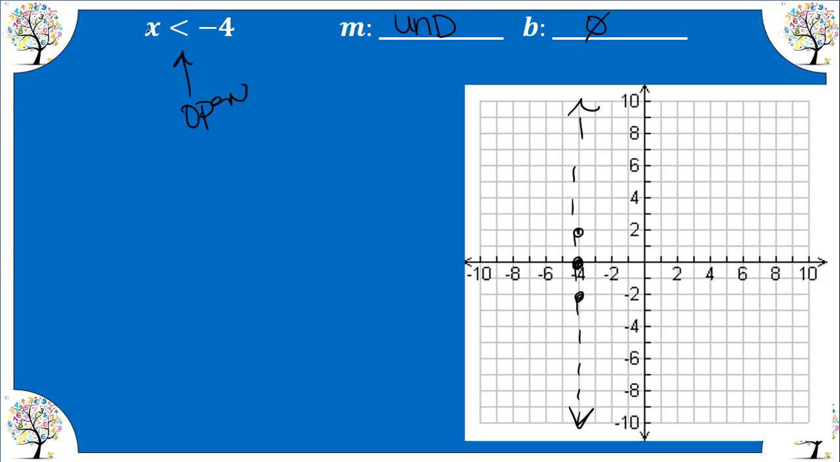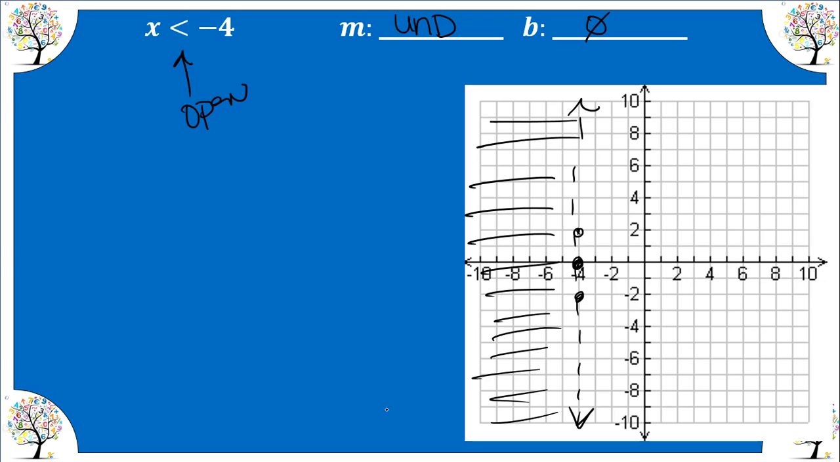And it says x is less. So because we have a vertical, less is going to be to the left. These values are less than the ones on the right.